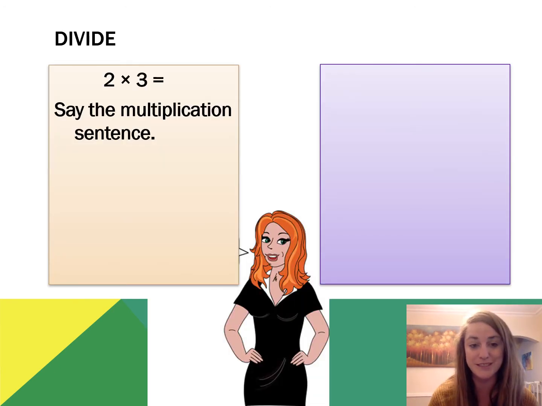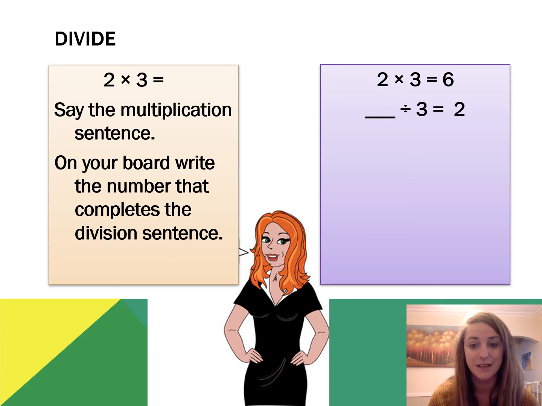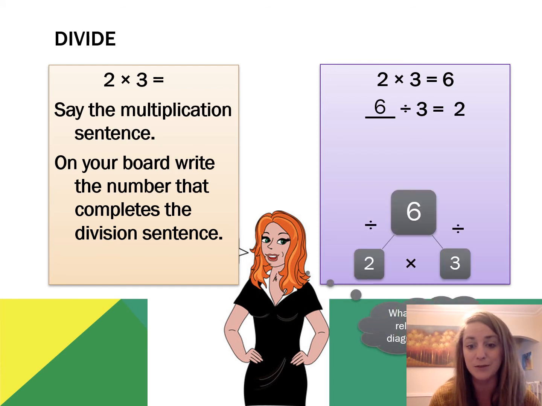Say the multiplication sentence. 2 times 3. 2 times 3 equals 6. On your boards, write the number that completes the division sentence. Unknown divided by 3 equals 2. You can use the multiplication sentence to help you. 6 divided by 3 equals 2. We saw that the product of 2 times 3 was 6. In division, the product or the total goes first. So 6 divided by 3 equals 2.